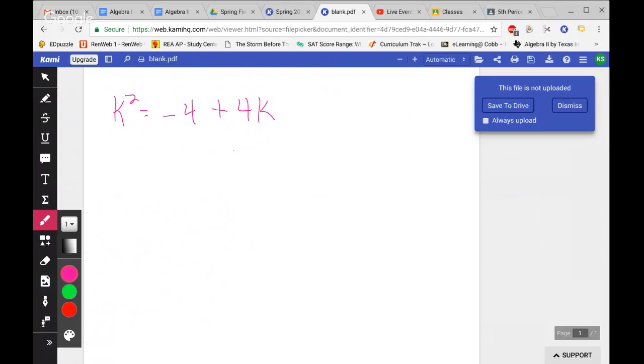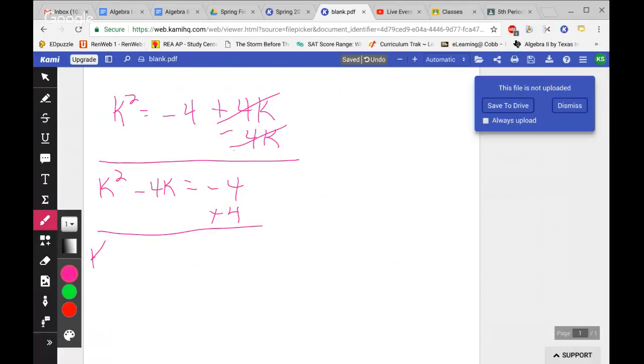I think that was the original problem. Is that correct? I think it was. So I subtracted 4k, and then I got k squared minus 4k equals -4 because those canceled. Now I'm going to add 4 to both sides. So then I have k squared minus 4k plus 4 equals 0. Now this is in standard form, and that's the very first thing you need to do, because you cannot use the quadratic formula unless the equation is in standard form.